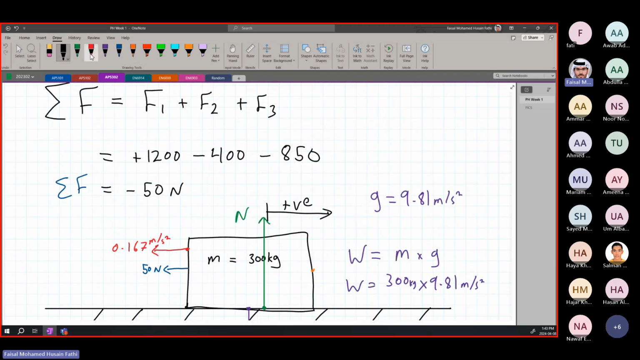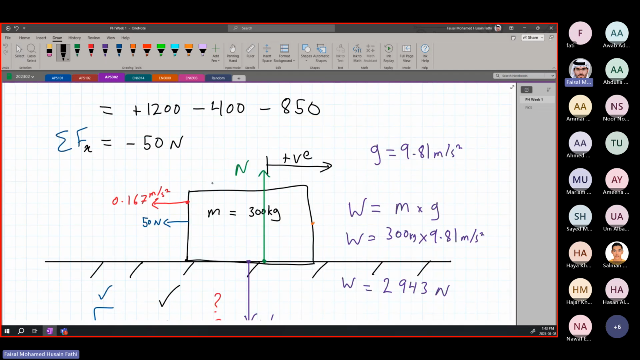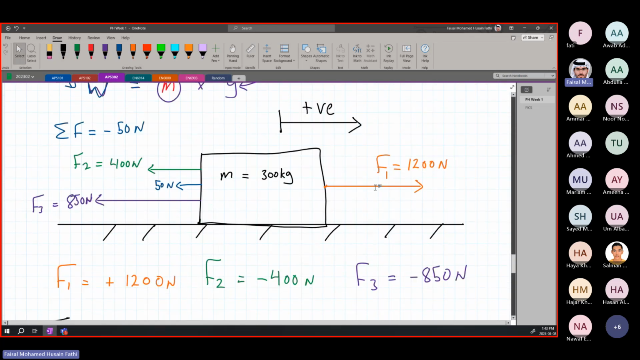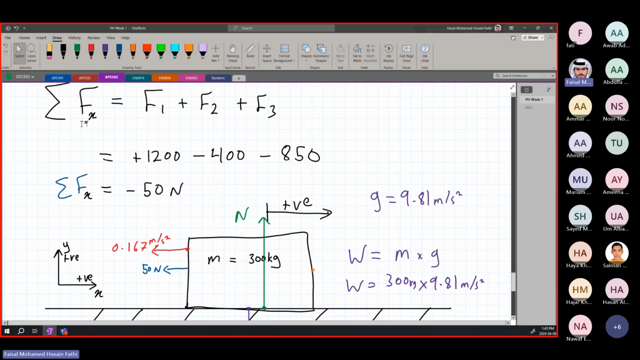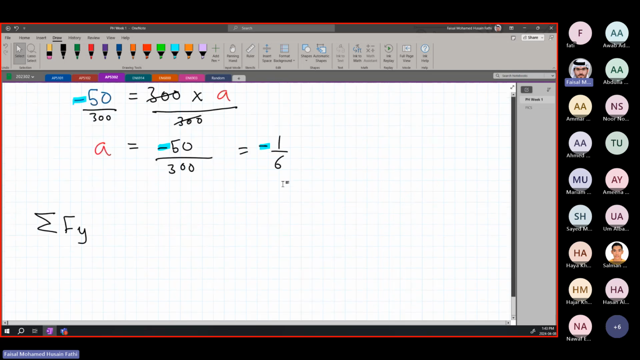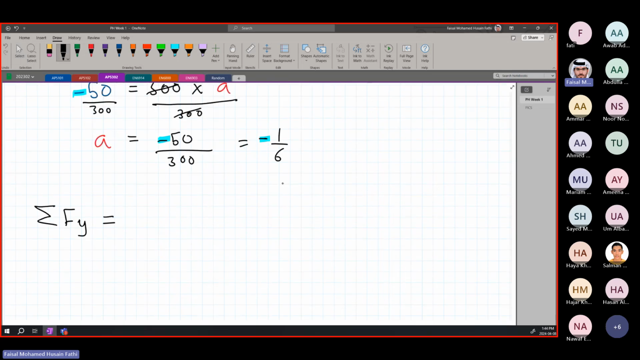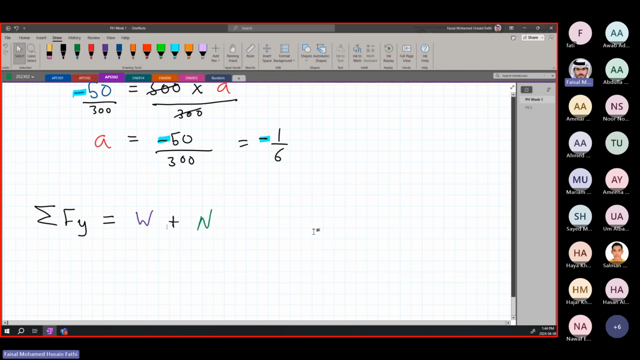Earlier on, we did sigma F. This is sigma Fx. What does this mean? Usually in physics, we have an axis. Right? We have X and Y axis. So this is what we will call the positive X, and this is what we can call the positive Y. Earlier on, when we were looking at forces, they were along the x-axis. So when we did the sigma of F, we did sigma Fx, the forces in the x direction. Now we are going to be looking at sigma Fy, which is the sum of forces in the y direction, which is W plus N. All right? W plus N.